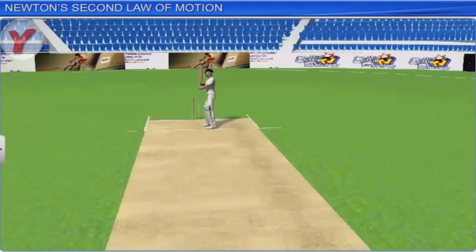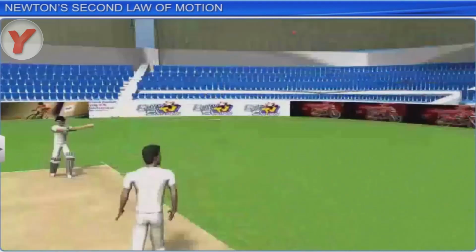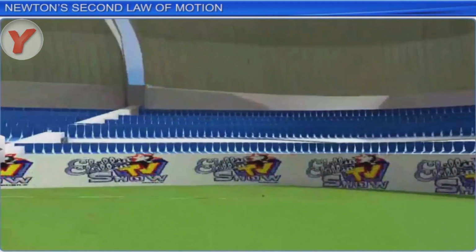A bowler in a cricket match bowls a full toss ball and the batsman hits a 6. In this example, the batsman has applied an impulsive force on the ball, due to which there is a tremendous change in the momentum of the ball.